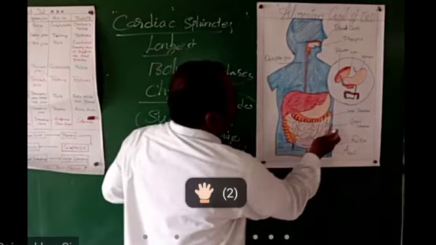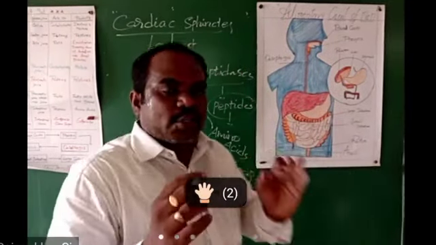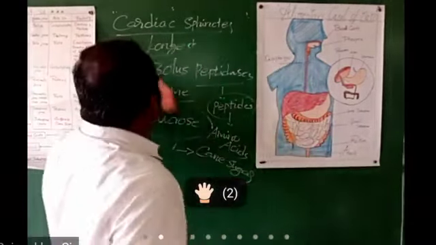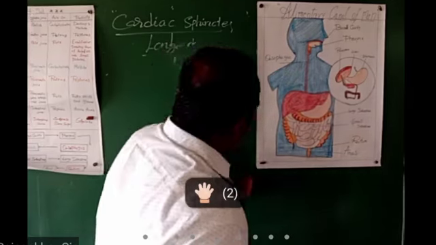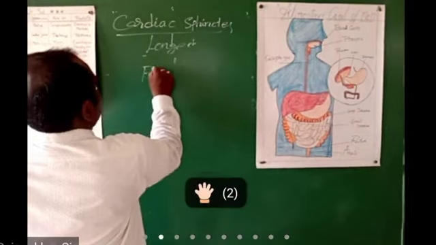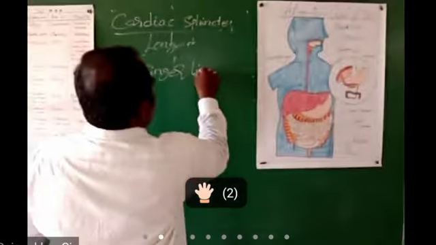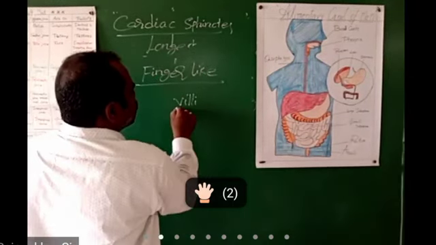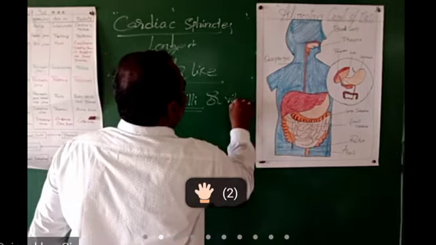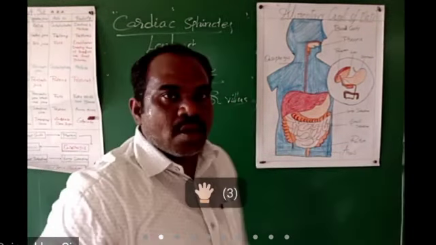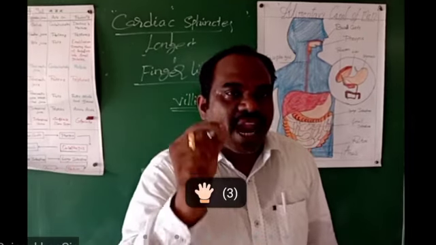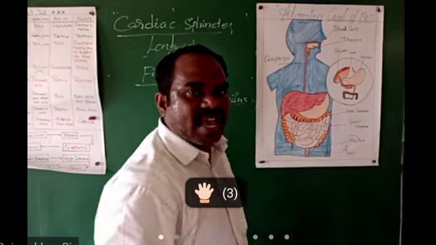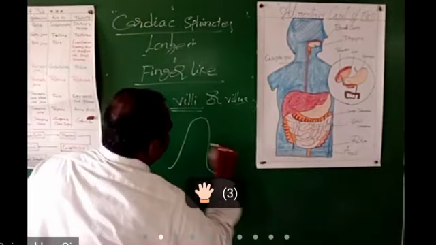Next, another part: finger-like projections. Finger-like projections are present in our small intestine, and they are called villi or villus. Very, very important.